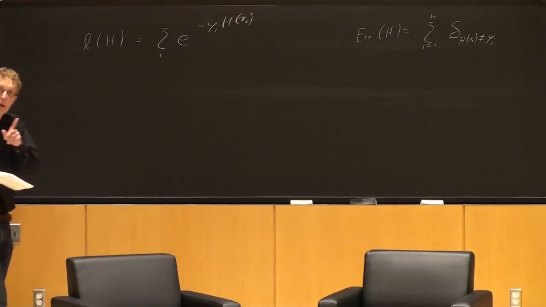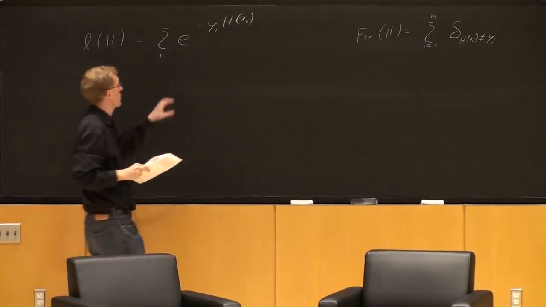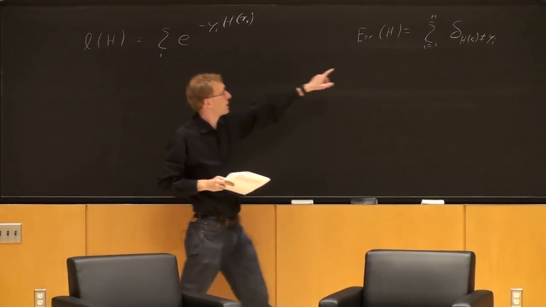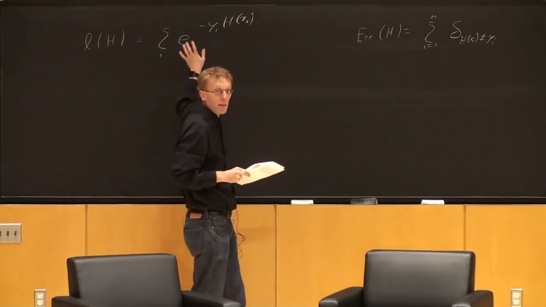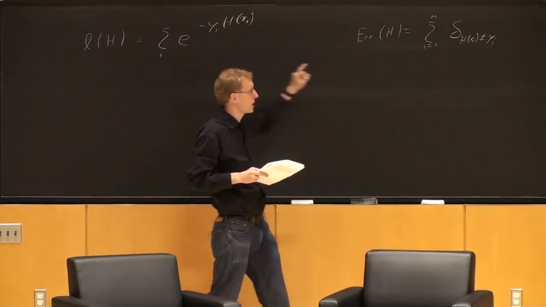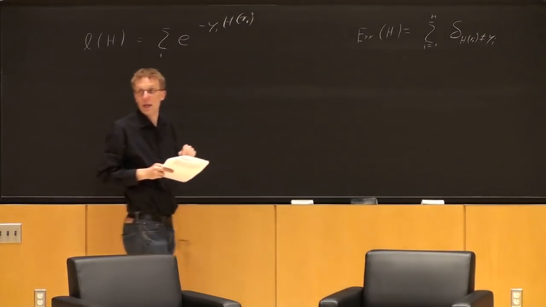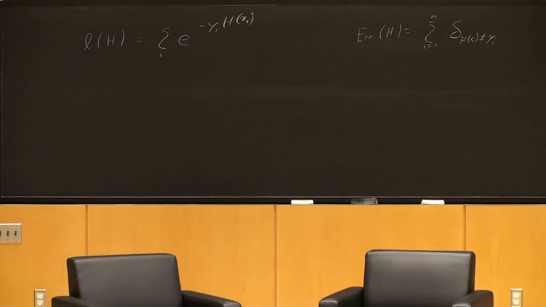Now, I'll give you a minute. Try to prove to me that the loss is an upper bound of the error. I'm claiming the loss is always larger than your error. So maybe spend a minute with your neighbor and try to prove it. It's a one-line proof. Half a line in Julia.